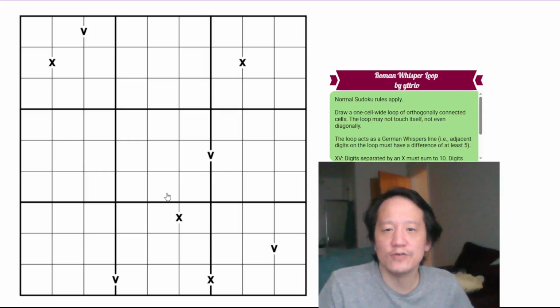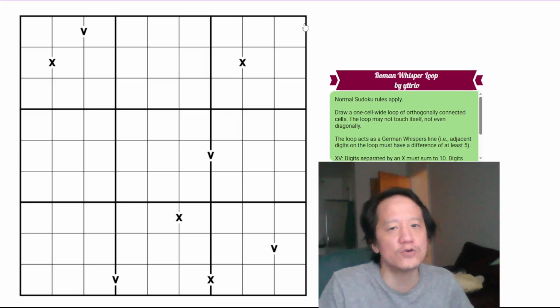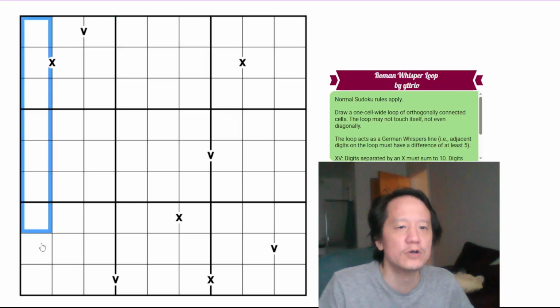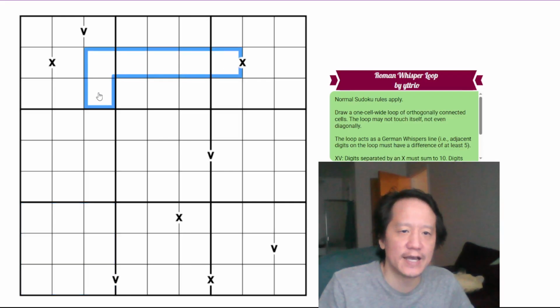Normal Sudoku rules apply, which means in every cell in the grid, place a single digit from 1 through 9 such that there are no repeats in any row, column, or designated 9-cell region, which is a box. We also have to draw a 1-cell wide loop of orthogonally connected cells. The loop may not touch itself, not even diagonally.